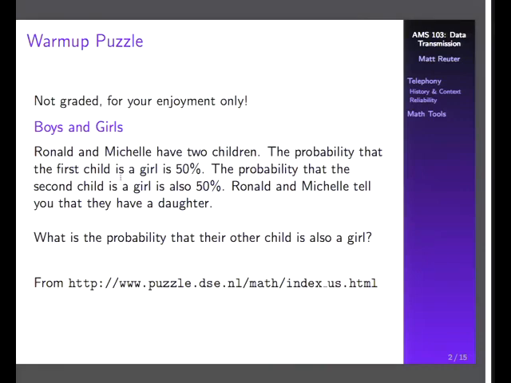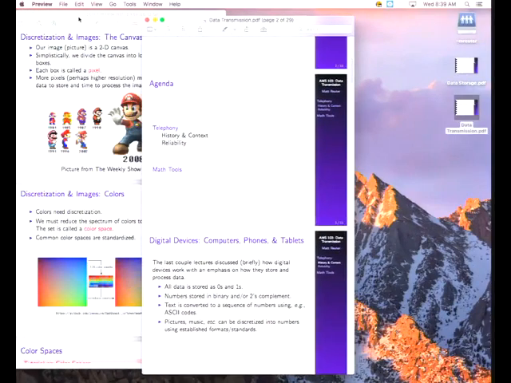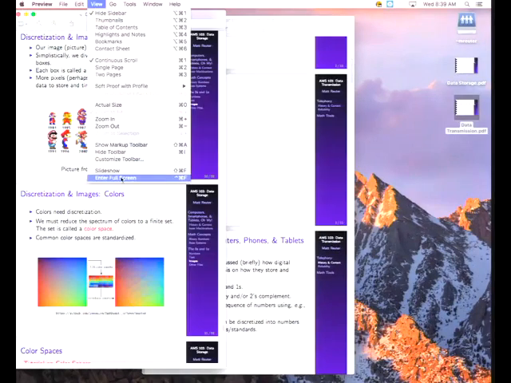Okay. Well, I put up the new warm-up question for the new unit, but we need to finish the old unit first. So let us go do that.